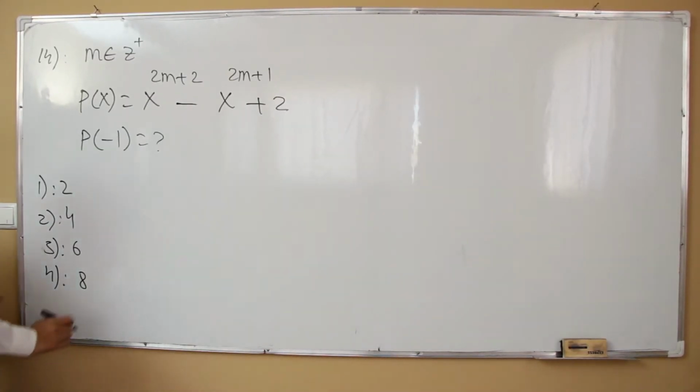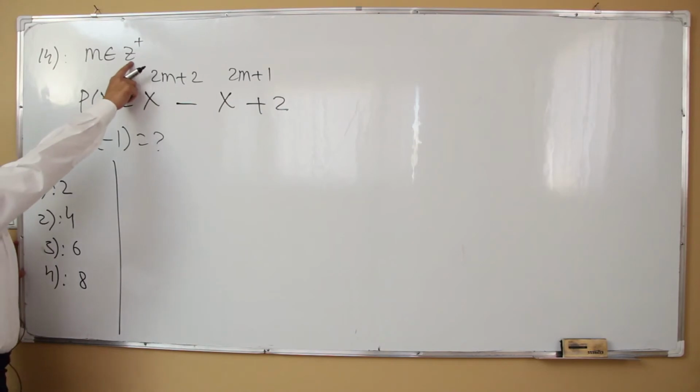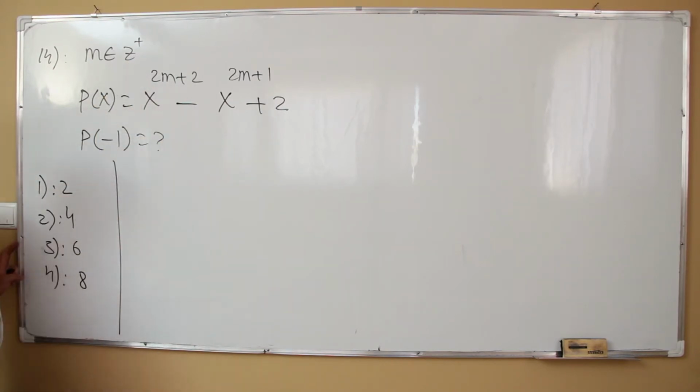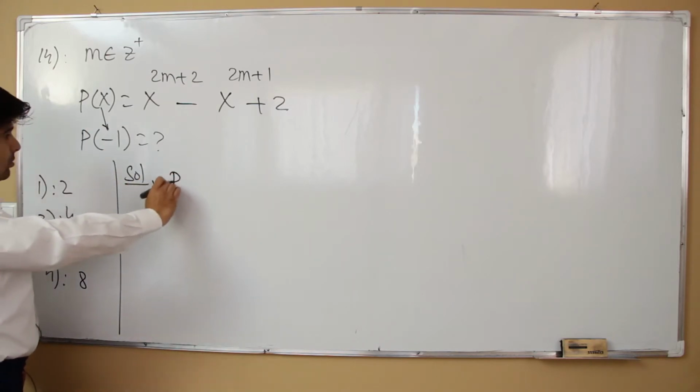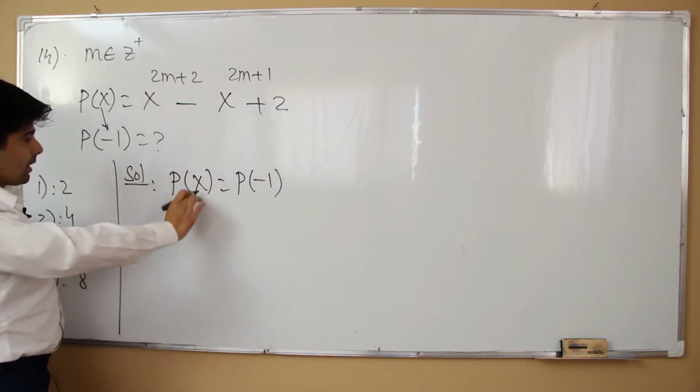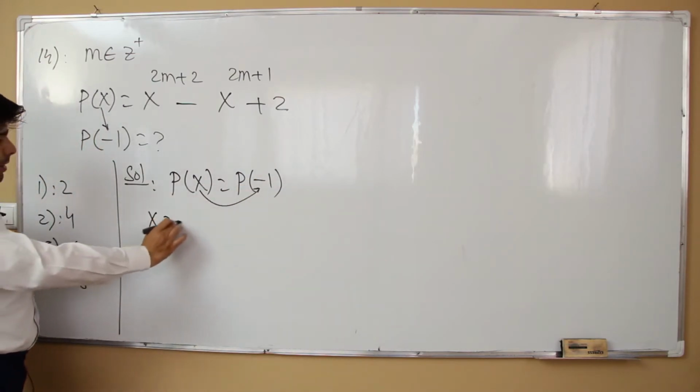Question number 40. m includes positive integers. p(x) is given. Now what is p(-1)? I think you have to equate these brackets. x is equal to the solution, x is equal to minus 1. p(x) is equal to p(-1). Then x is equal to minus 1. Am I right or not?